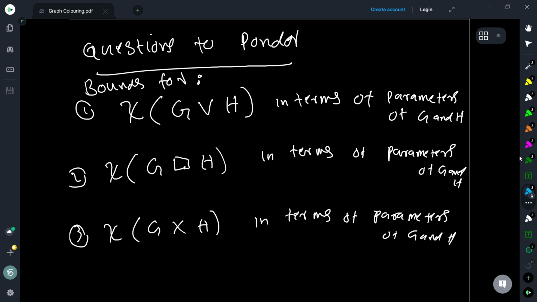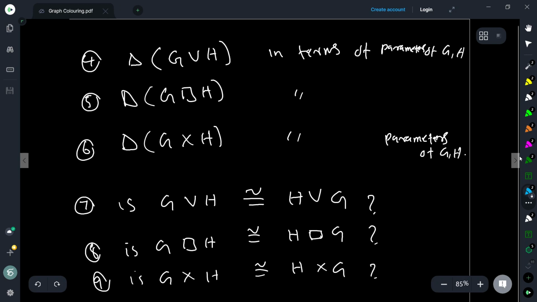And similarly, find some bounds for the direct product of G and H in terms of the parameters of G and H. Okay, so look at these three questions. Try to work out some examples and see what relation you can see, and then try to come up with this as a result, and try to show it.